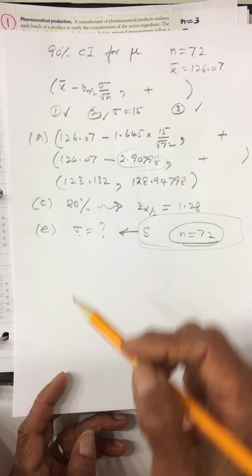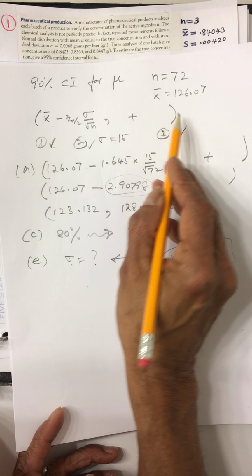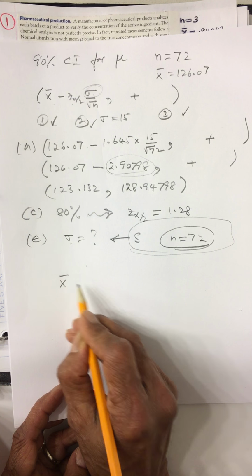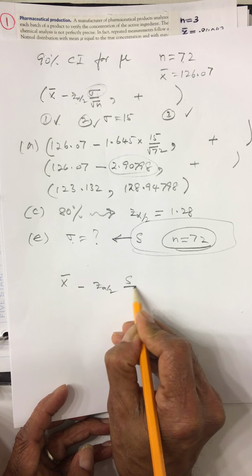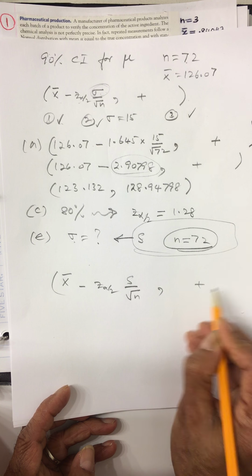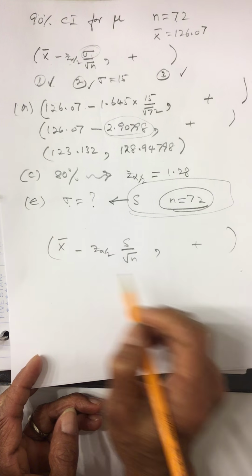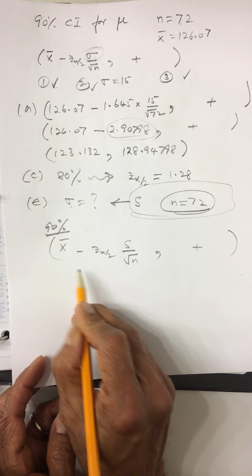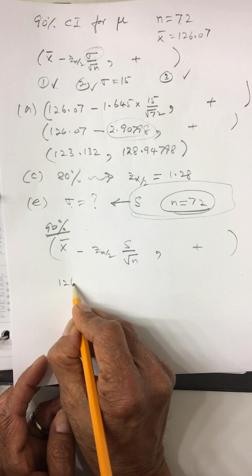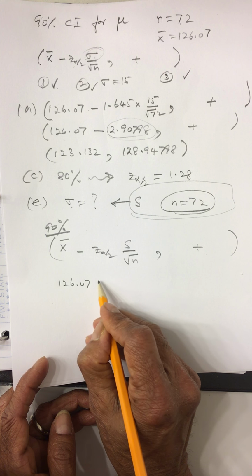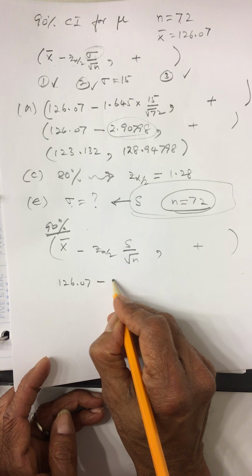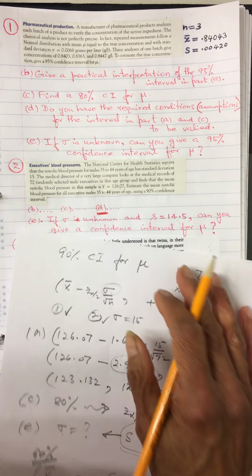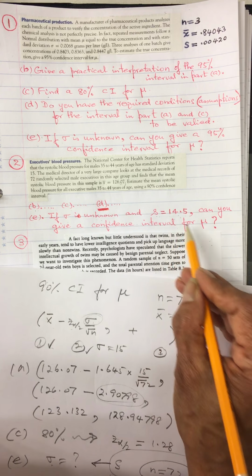So in other words, I'm going to use the same formula like here, but instead of sigma I'm using S. So I'm using x bar minus z alpha over 2 times S over square root of n, and the plus sign. If I'm dealing with a 90% confidence interval now, this is going to be still 126.07, and this part stays the same, 1.645, times the S value, which is going to be whatever the given value is, 14.5.